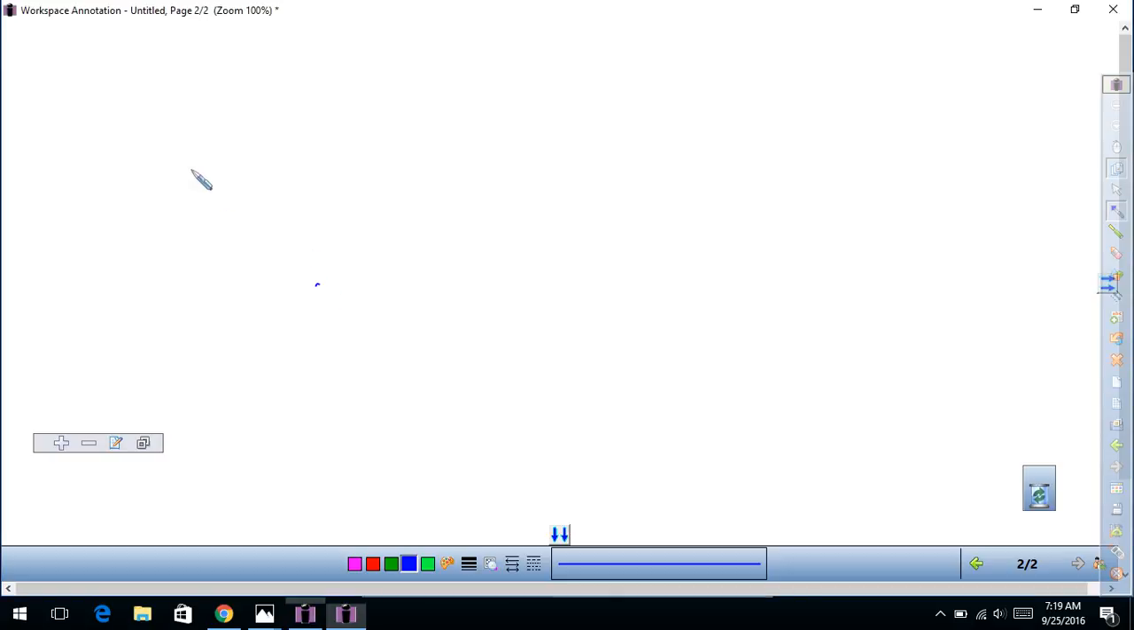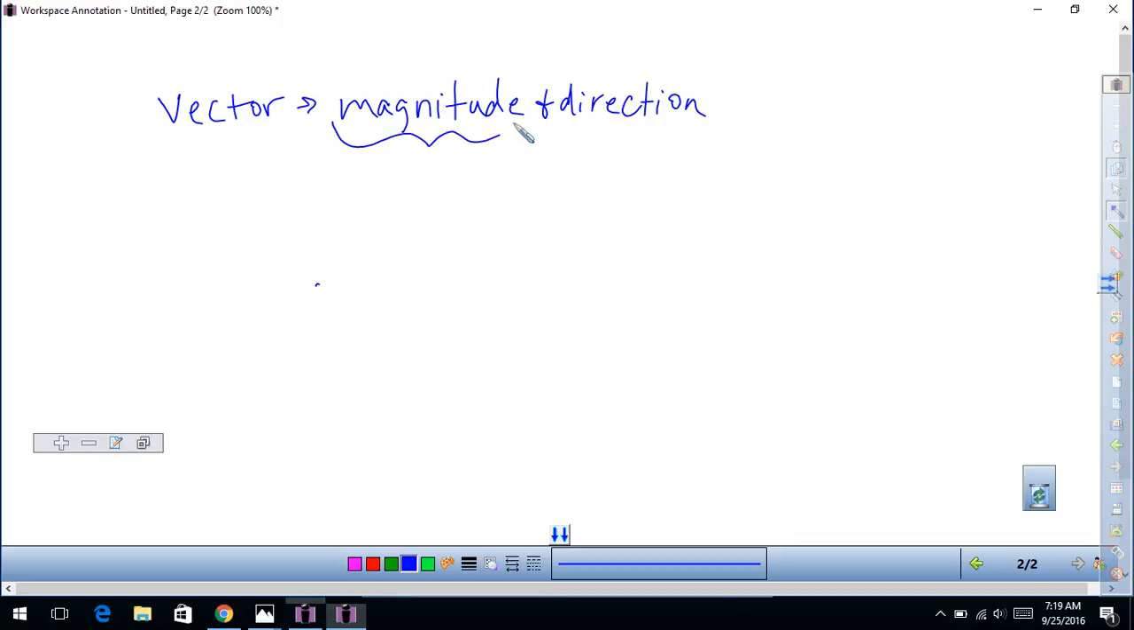So you just need to remember the definition of a vector. A vector has magnitude and direction. And so that means you have to give it a number value, and you have to attach the direction to it to completely describe this vector quantity. A scalar has magnitude or size only.